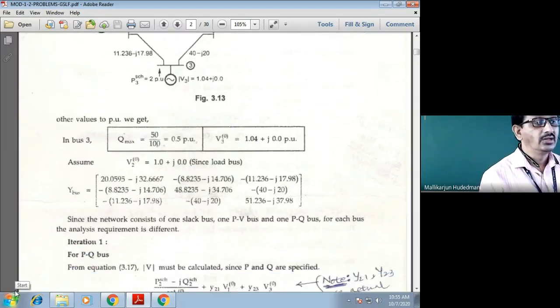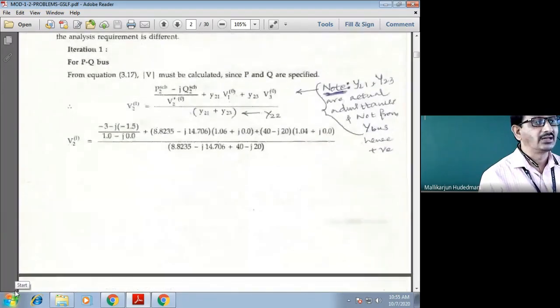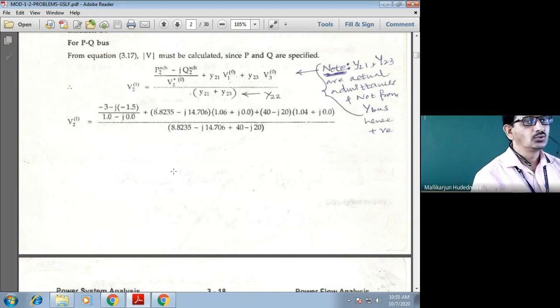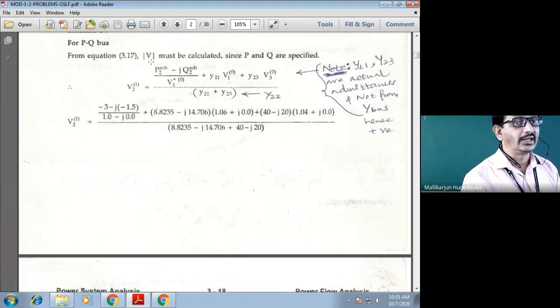You can look into iteration number 1. I am moving the slide. At iteration number 1 for a PQ bus, V must be calculated since P and Q are specified. Now look into this. What is this given? V2 of 1, the calculated value of the bus voltage 2 at the end of iteration 1.